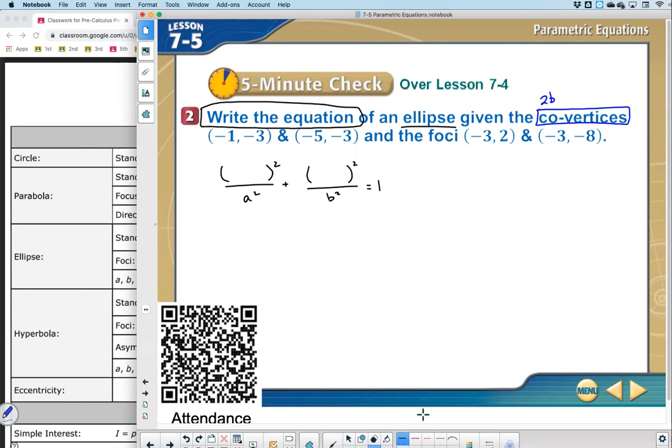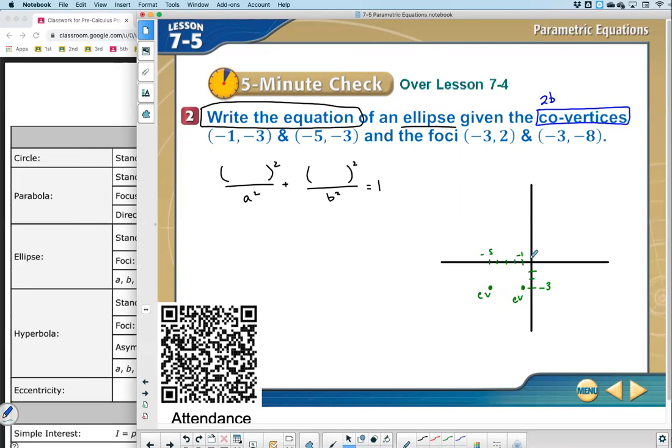So if I pull out a graph real quick, if we went left 1, down 3, we would have this point here. That's a co-vertex. And it says left 5, down 3. Left 1, 2, 3, 4, 5, down 3. There's my other co-vertex. Great, there's my points. To solve this, we would need to calculate the distance between these 2 points.